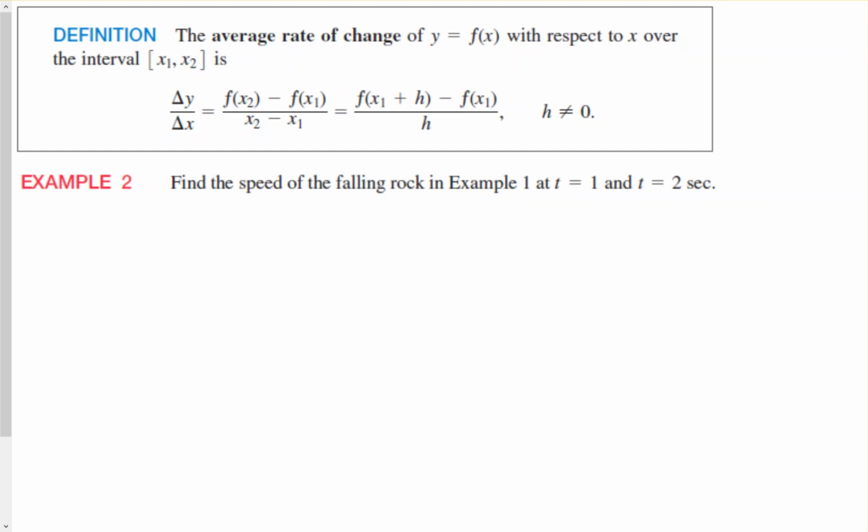We would first figure out a time interval. Our time interval will be, in generic terms, t0 to t0 plus h.